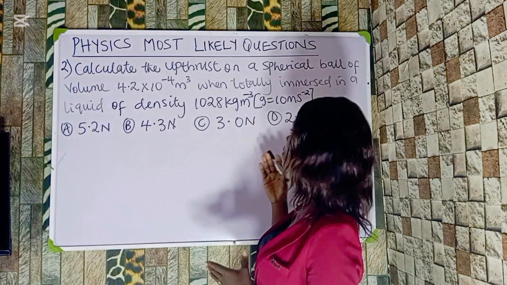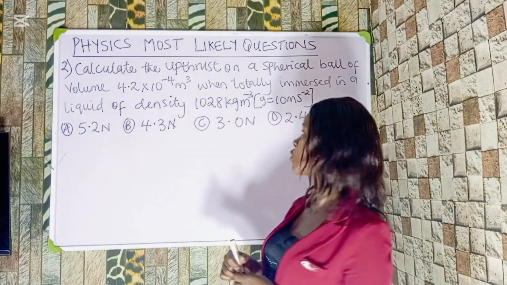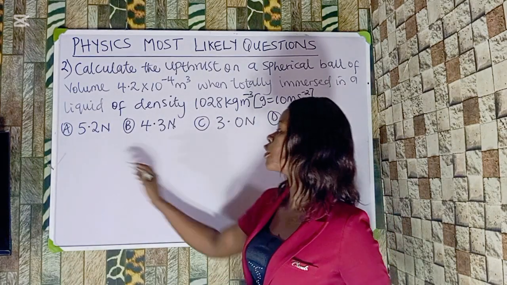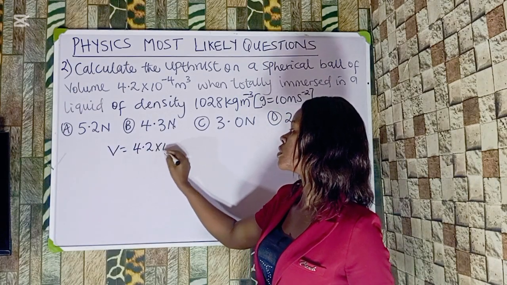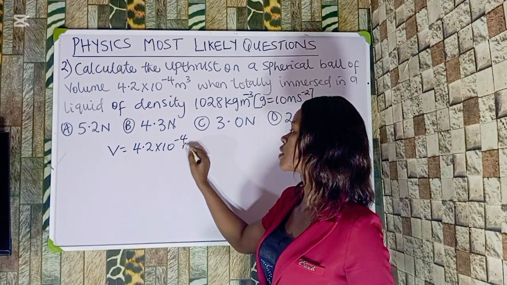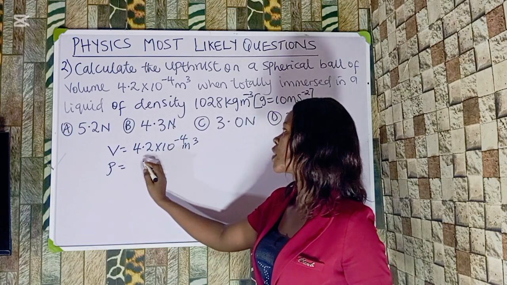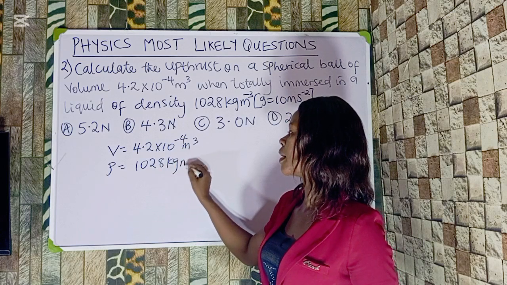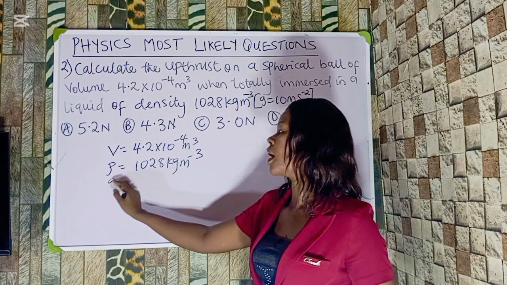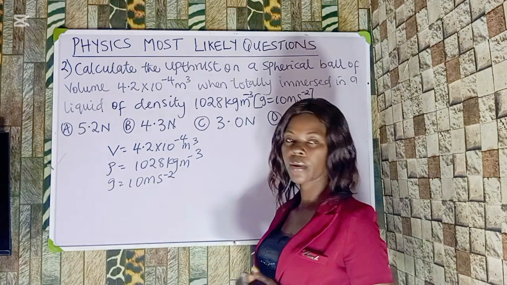But in this question, they said the body was totally immersed in a fluid. Now, let's look at the parameters we have, okay? We are given the volume to be 4.2 times 10 to the power of minus 4 meter cube, okay? We are given the density to be 1028 kilogram per meter cube, and we are given G to be 10 meters per second square, right?